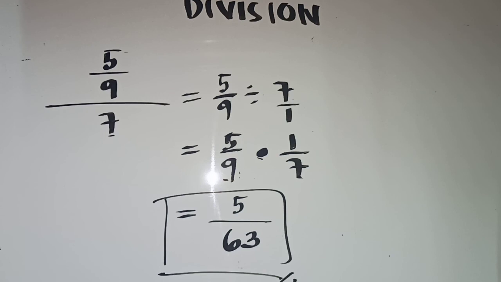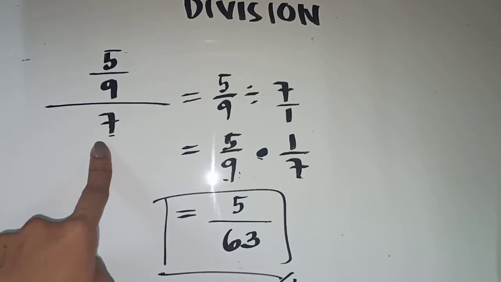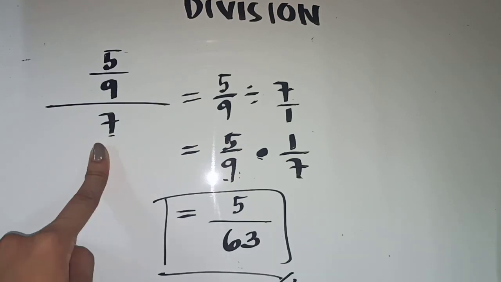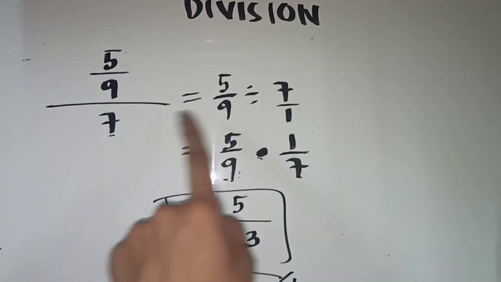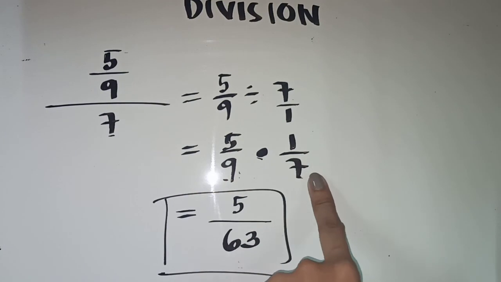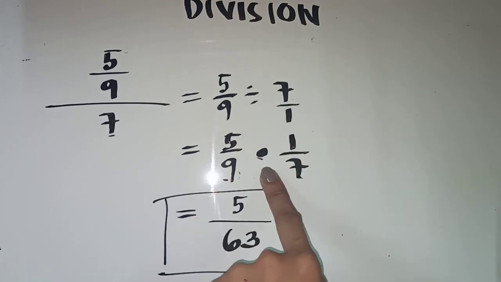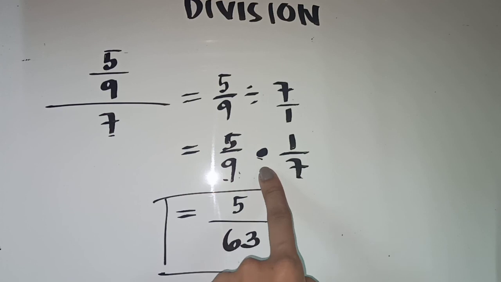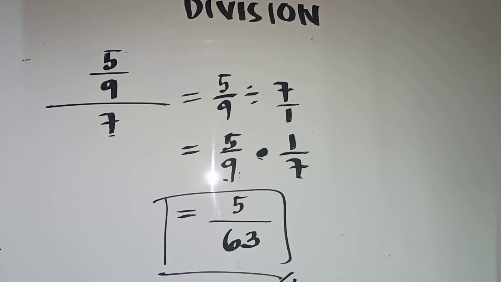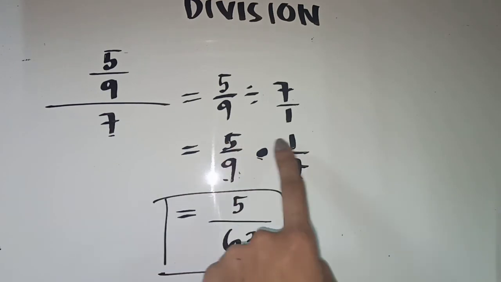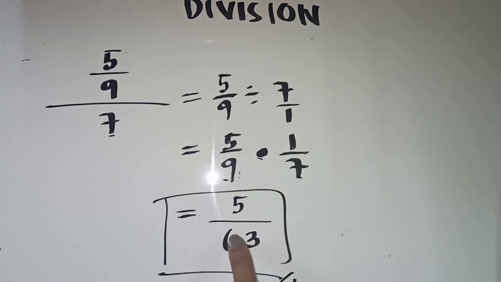Okay, so again, in division of fractions, copy the numerator, then get the reciprocal of the divisor or the denominator. So this 7 will become 1 over 7, and this division will become multiplication. And apply the rule of multiplication of fractions. Numerator by numerator, 5 multiplied by 1 is 5. Denominator by denominator, 9 multiplied by 7 is 63.